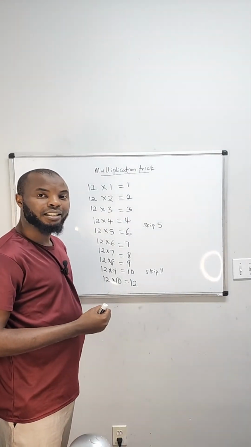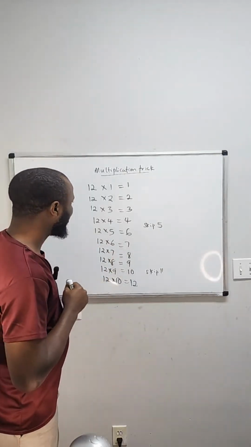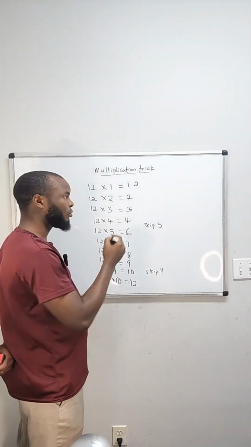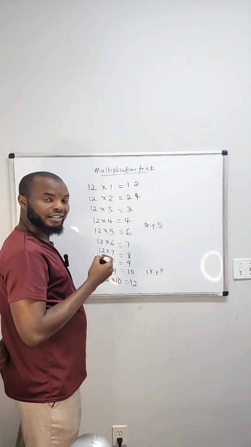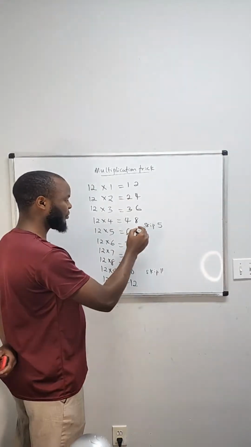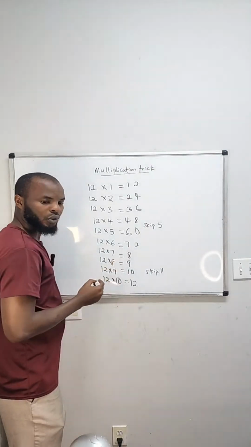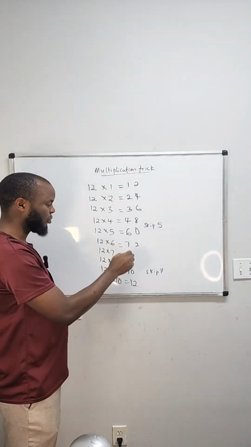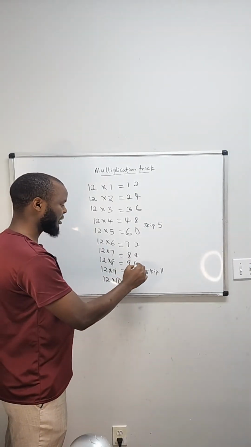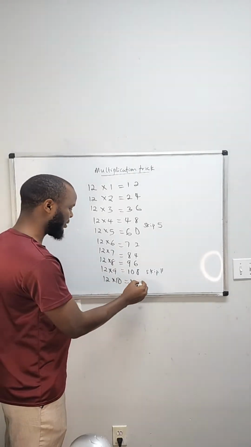After that, what next? We need to write all the even numbers we know. So the even numbers start with 2, 4, 6, 8, and 10. So instead of 10, we write 0. You start again. 2. This is another even number. 2, 4, 6, 8, and 10, which is 0.